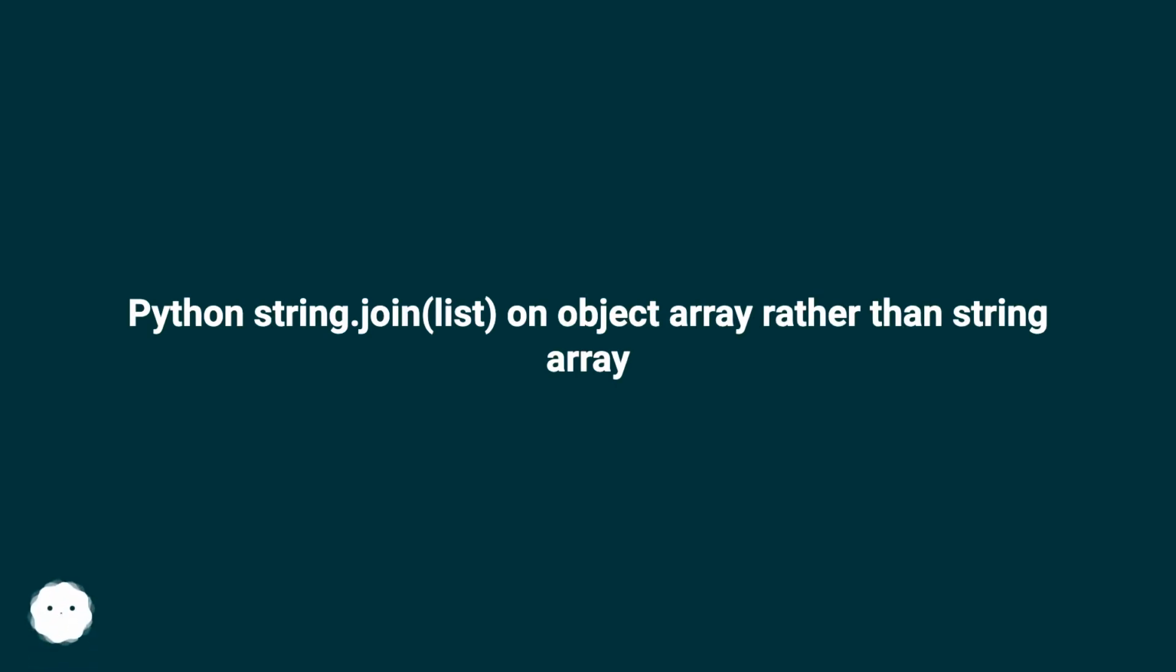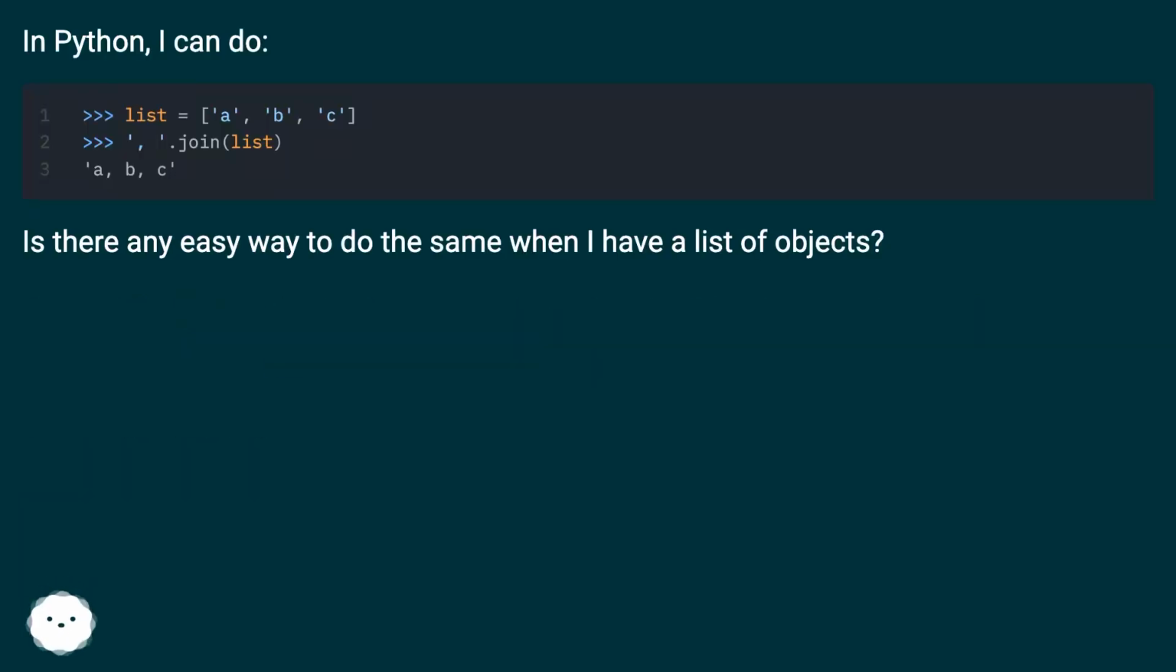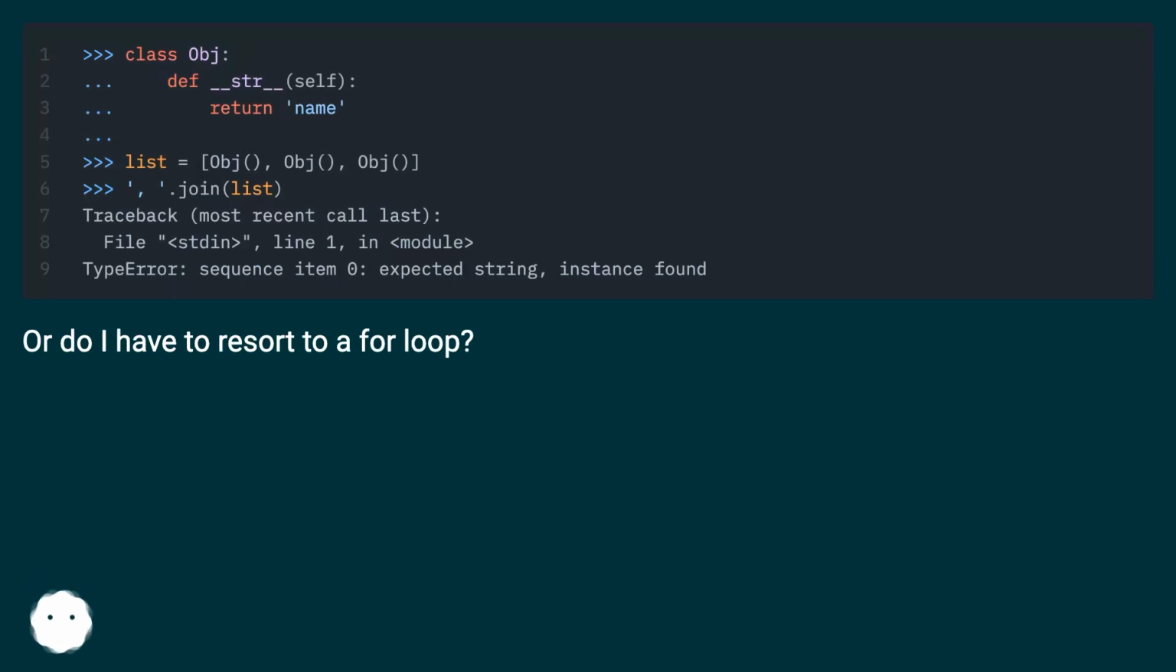Python string.join on a list of objects rather than a list of strings. In Python, I can do this. Is there any easy way to do the same when I have a list of objects, or do I have to resort to a for loop?